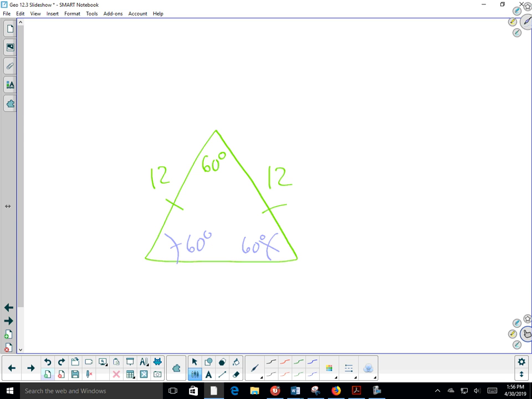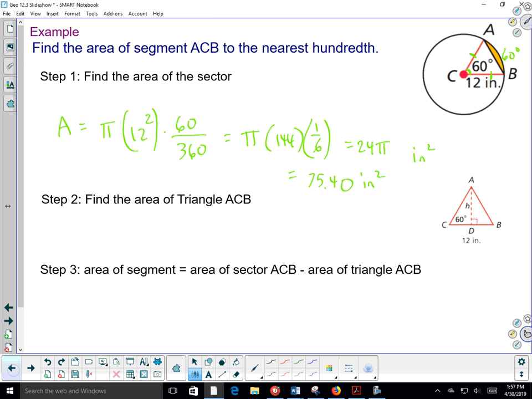So do I have an equiangular triangle? Yes, and all equiangular triangles are also equilateral, so this side is going to have to be 12 as well. Do you like our little proof? We didn't even do two columns. Does that make sense? All right, so going back, backing up.